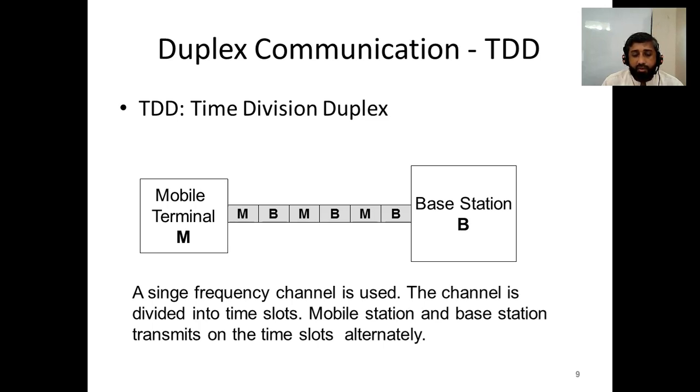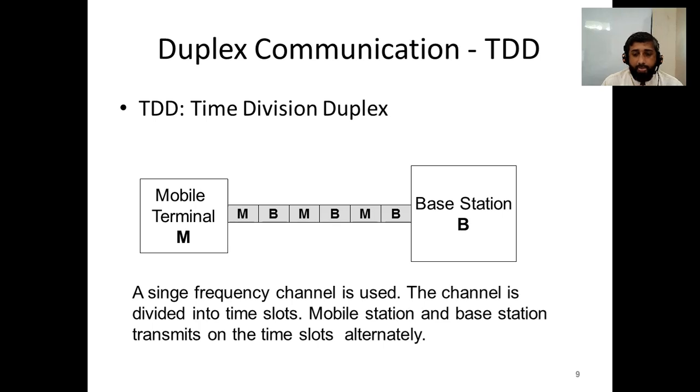So each transmitter is allocated a specific time slot, and it can transmit in its allocated time slot only. So the communication actually alternates between the mobile station and the base station. First, the mobile station transmits to the base station. In the second slot, the base station will be transmitting to the mobile station, and so on.